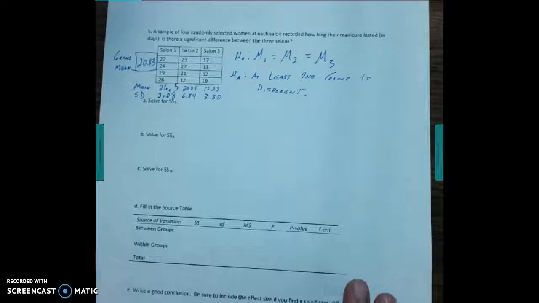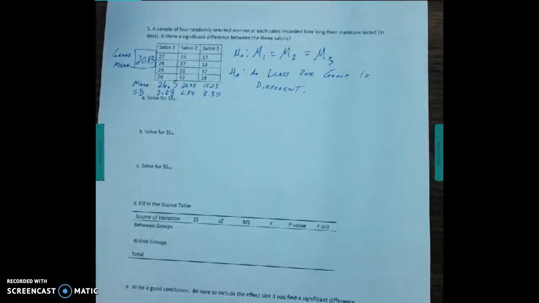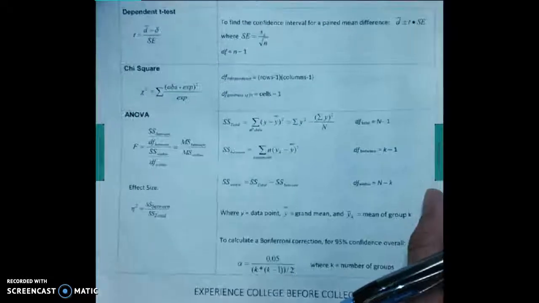And now, to do ANOVA, we need to know 3 things in order to fill in the source table here. We need to know the total sum of squares, the between groups, and the within groups. And we've got some fancy formulas for that. Let me show them to you on the formula chart and zoom in so I can scare you with them.